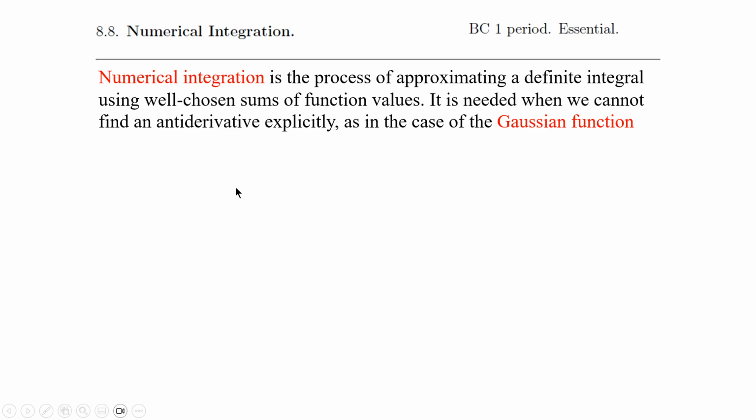It is needed when we cannot find an antiderivative explicitly, as in the case of the Gaussian function, which you guys know better as the bell curve. And that function is, remember, e to the negative x squared over 2 power? Right there. There's no antiderivative. We cannot find that function, so we must use numerical integration.